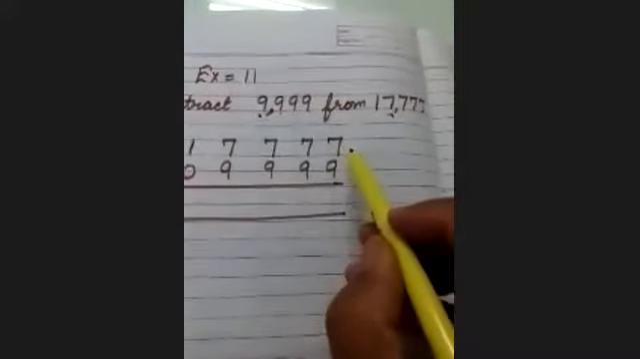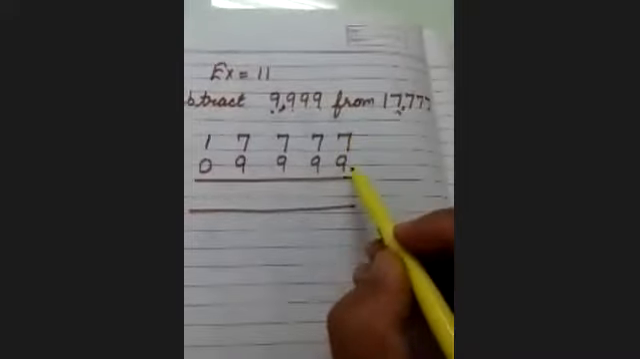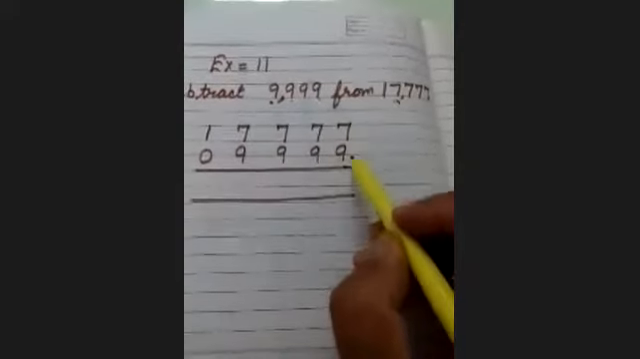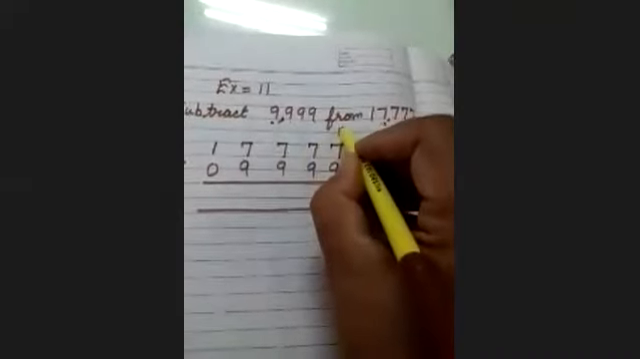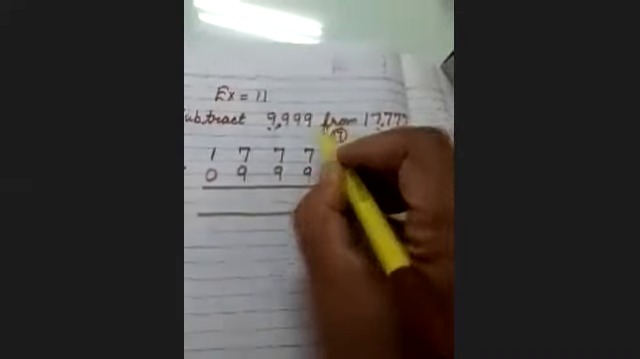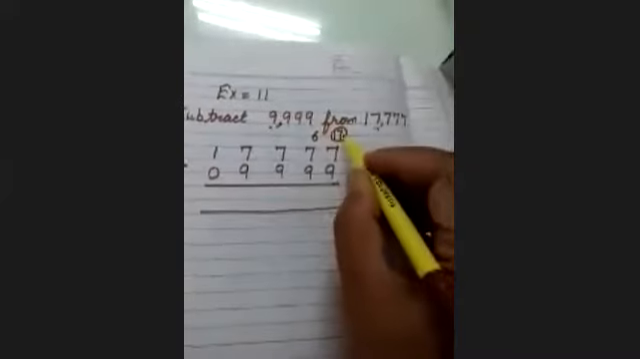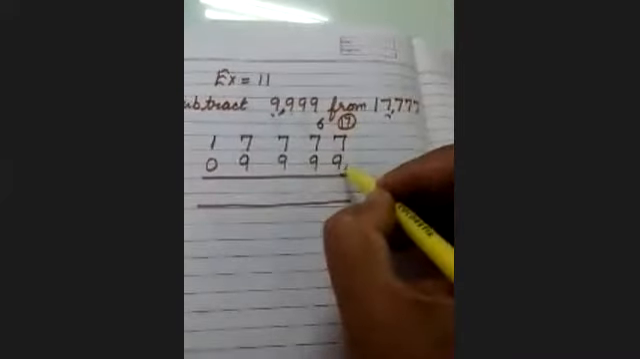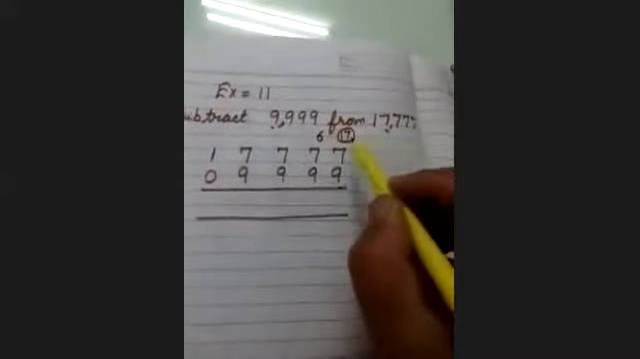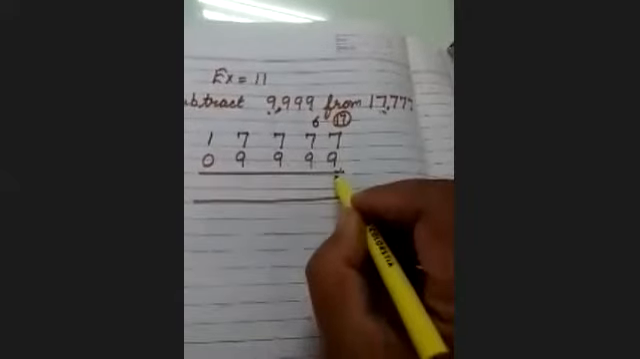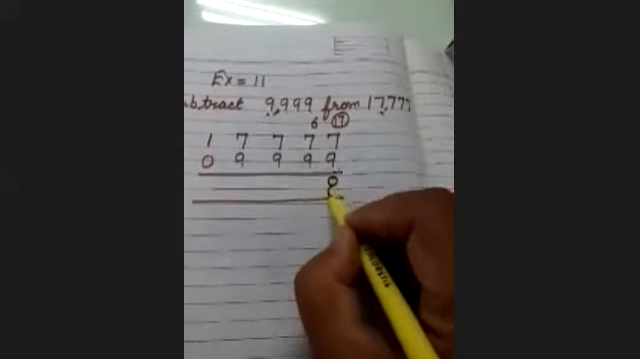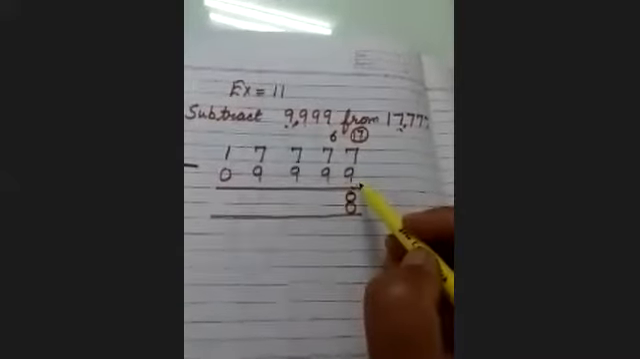Now start subtraction. We'll start from the right hand side first. 7 minus 9. We can't subtract 9 from 7, so we'll borrow 10 and 7 converts into 17. Here we have 6. Now 17 minus 9 is 8.